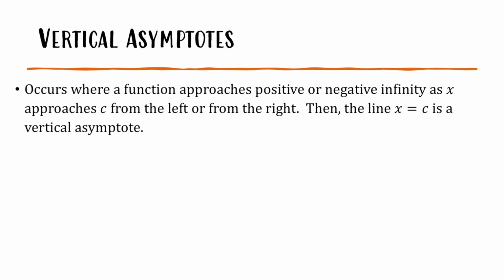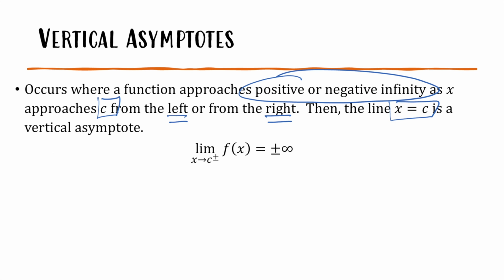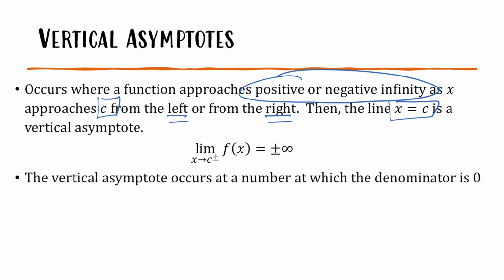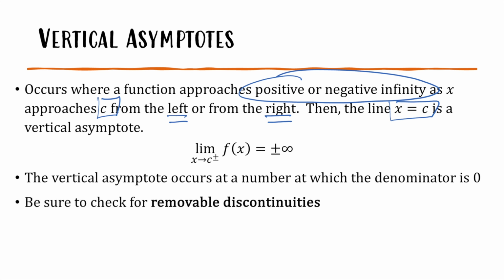So vertical asymptotes occur where a function approaches positive or negative infinity as x approaches some number either from the left or from the right. Then the line x equals c is a vertical asymptote. So we'd say the limit as x approaches c from the left or from the right of the function is positive or negative infinity. A vertical asymptote occurs at a number at which the denominator is 0. However, a word of caution, we need to be sure to check for removable discontinuities, and I'll show you what that looks like.